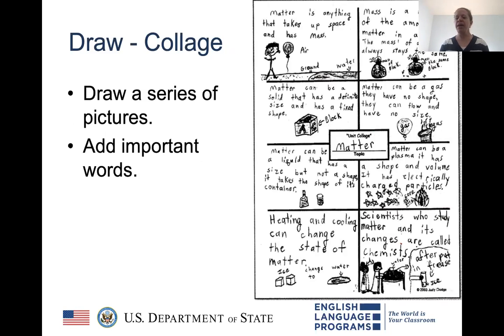For example, I might have students draw something. Maybe I have them draw the most important part or the most interesting part of a story we read. Or maybe I have them draw a series of pictures with or without words to show information from a text or to show the story that we read about. This is an example of a collage or a drawing that was done about the topic of matter.